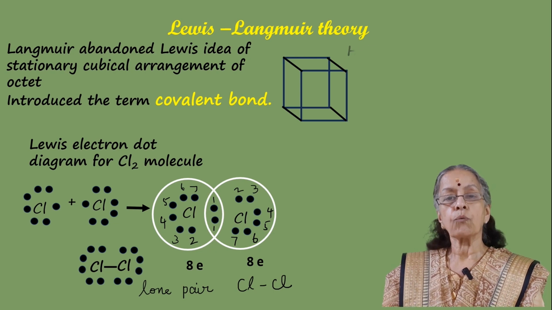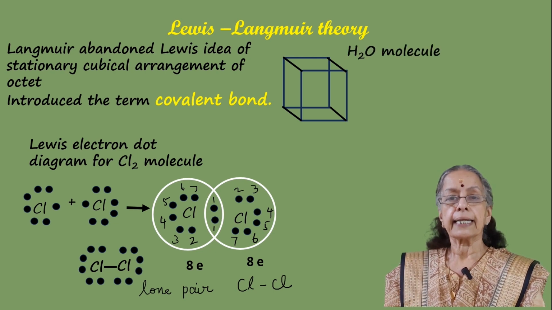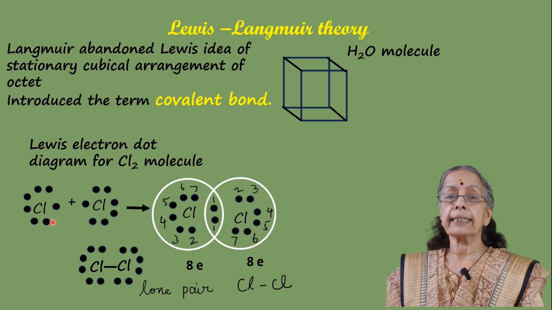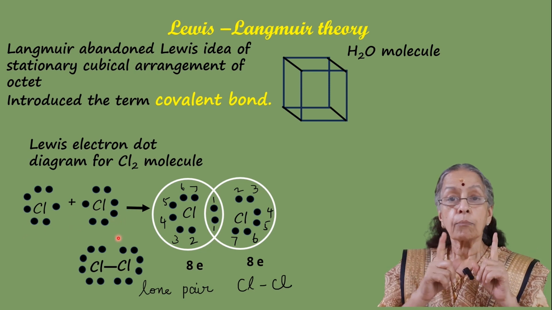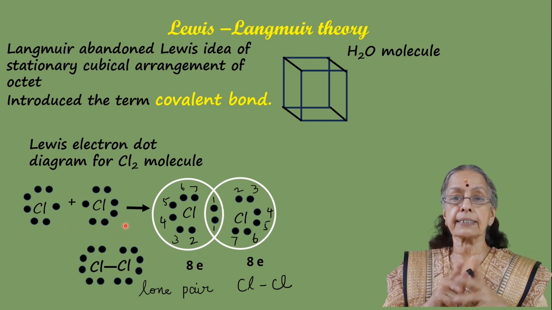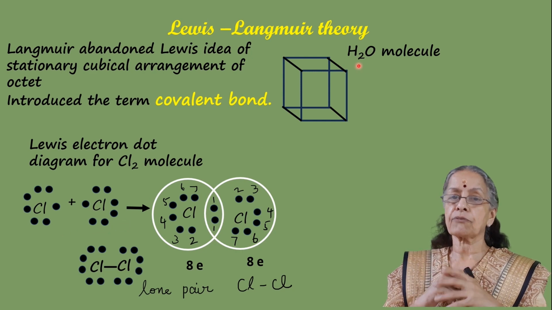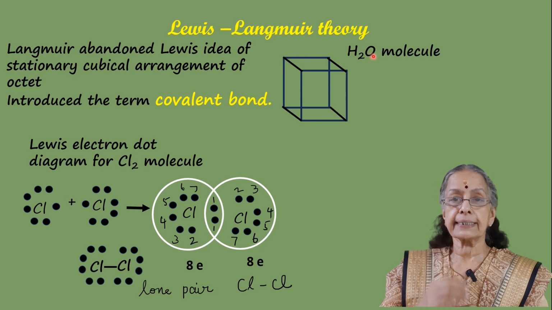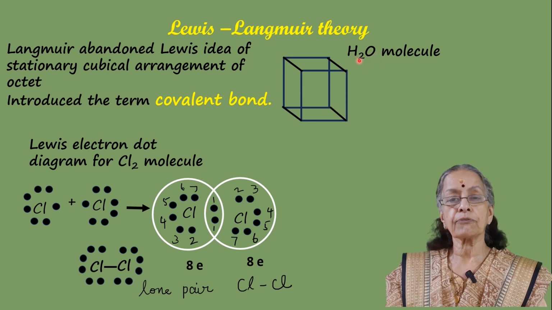Now let us take up one more example, the example of water molecule. In the case of chlorine molecule, both the participating atoms are the same. But in the case of water molecule, there are 2 hydrogen atoms and 1 oxygen atom. What is the molecular formula of water?